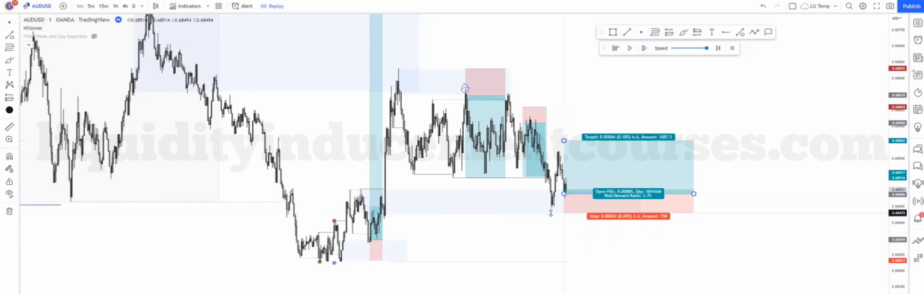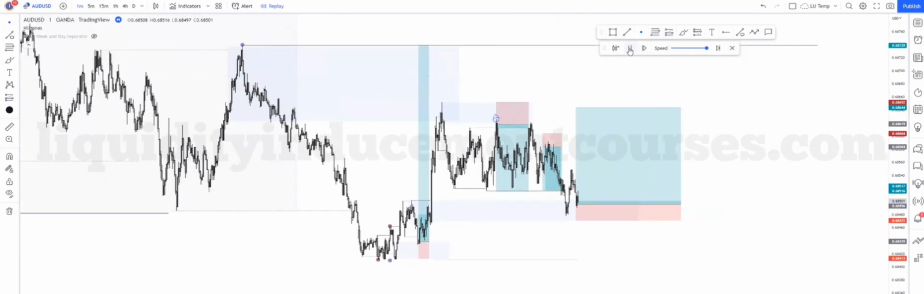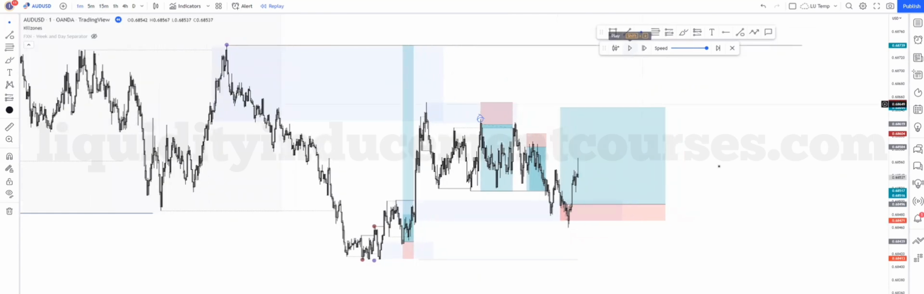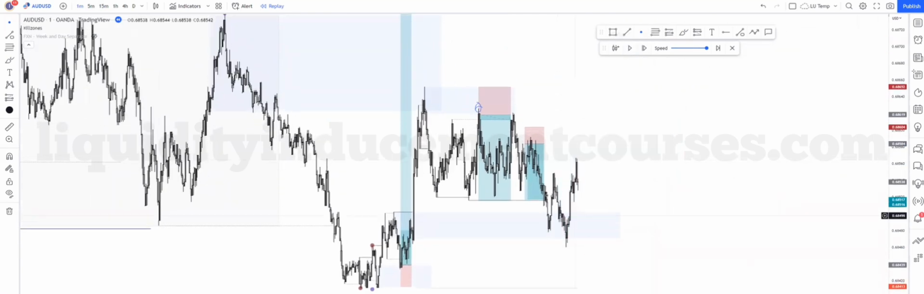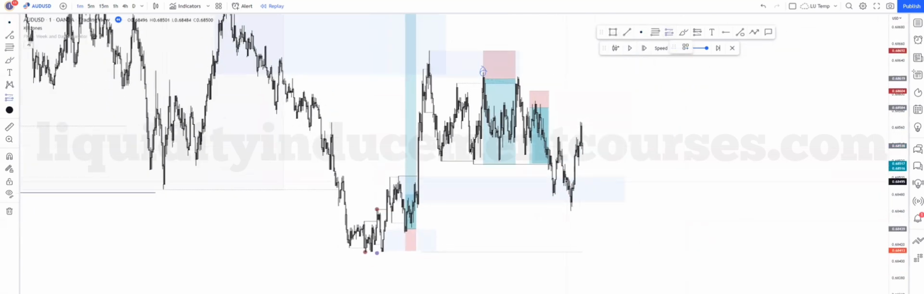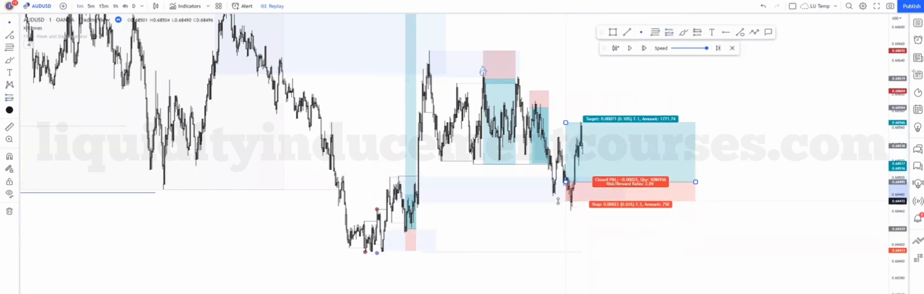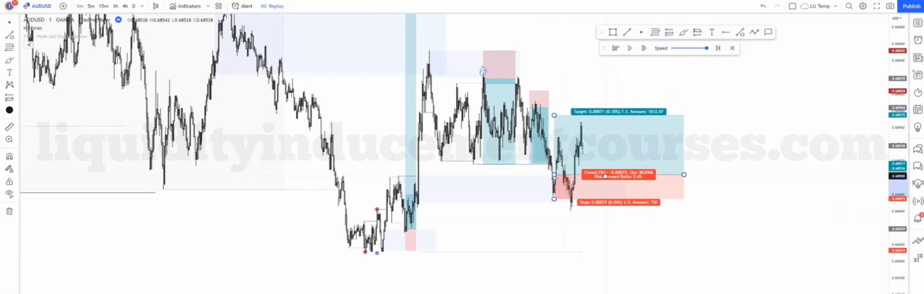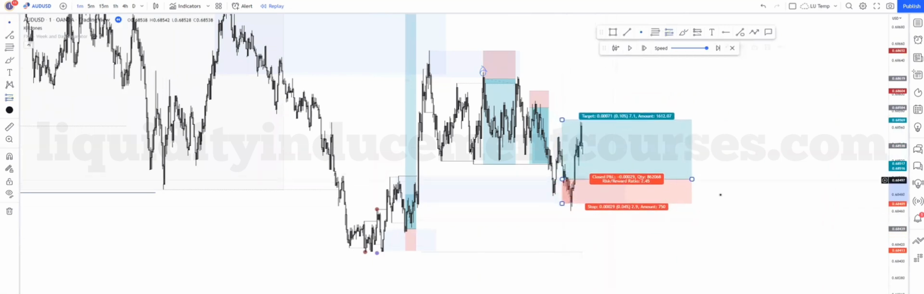Let's do a 2.5. Okay. So that would have been a loss. This would have been a loss, 100% a loss for me. So it would have been a loss if we took it directly, and it would have been a loss if we took it on a confirmation entry.